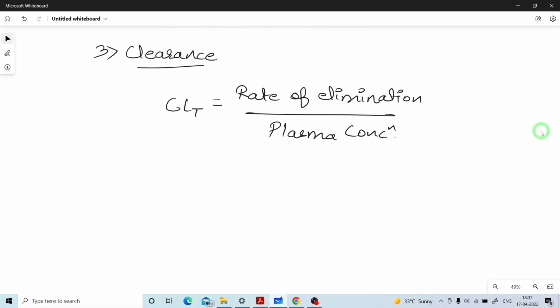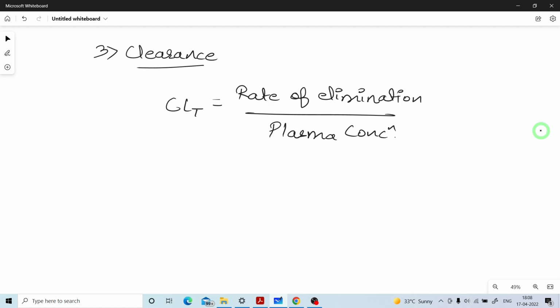Now let us see how to determine the clearance for IV bolus administration, which is a one-compartment open model. You all know that clearance, which we also call as total clearance over here, can be represented as CLT, where T is to the subscript, capital T is to the subscript. So clearance CLT, its formula will be rate of elimination divided by plasma concentration. This is what we have seen in our previous topic related to elimination in our previous unit. So clearance is equal to rate of elimination upon plasma concentration of drug.